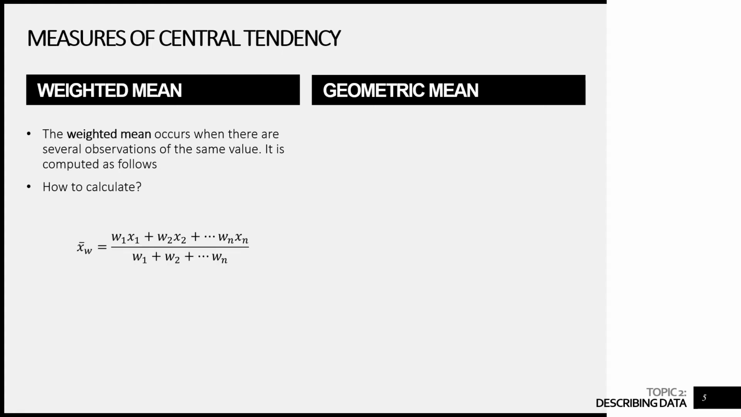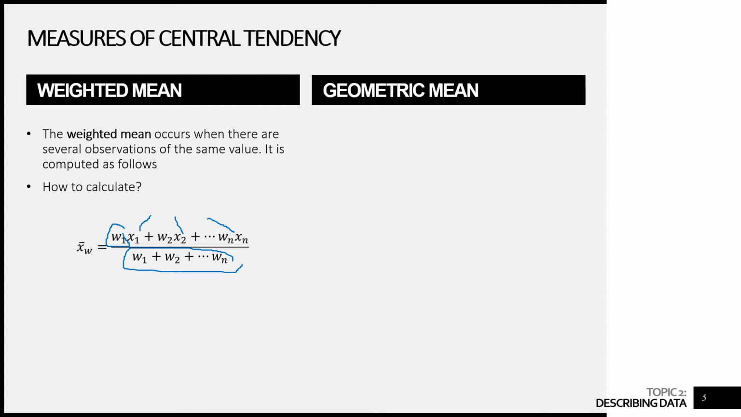This is the formula for weighted mean. As you can see here, W refers to the weights, or how many times that particular number appears, and X here refers to all of our values in the data set. And we divide it by the sum of the weights.